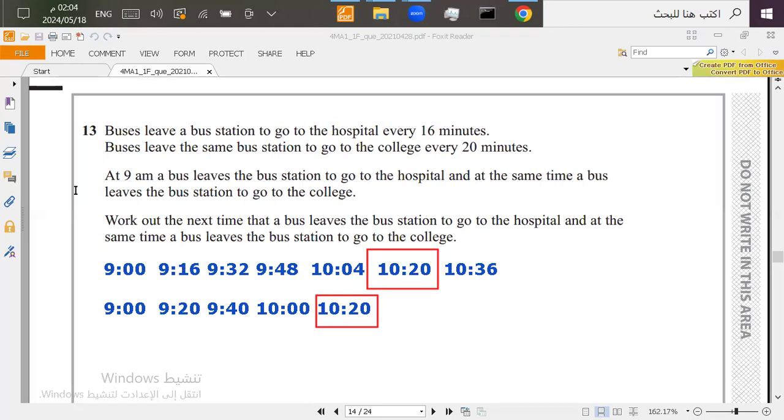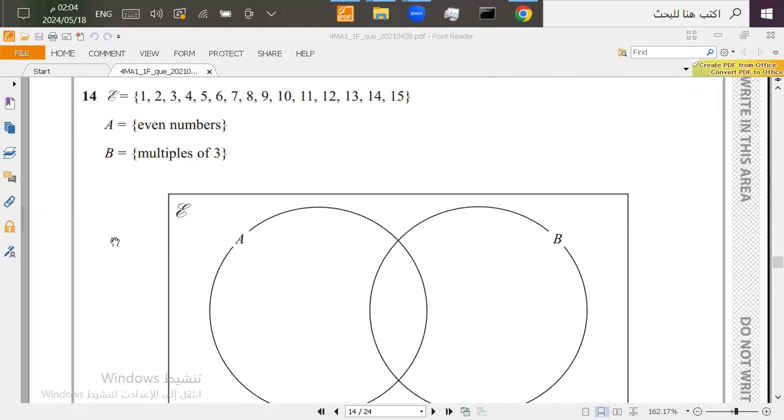Because the question they are asking is what is the time that they will leave the station together. Okay, so the answer will be 10:20. Focus on the idea and the steps that we did here. Okay, now let's move on to the next question. That's question 13. Now, question 14.